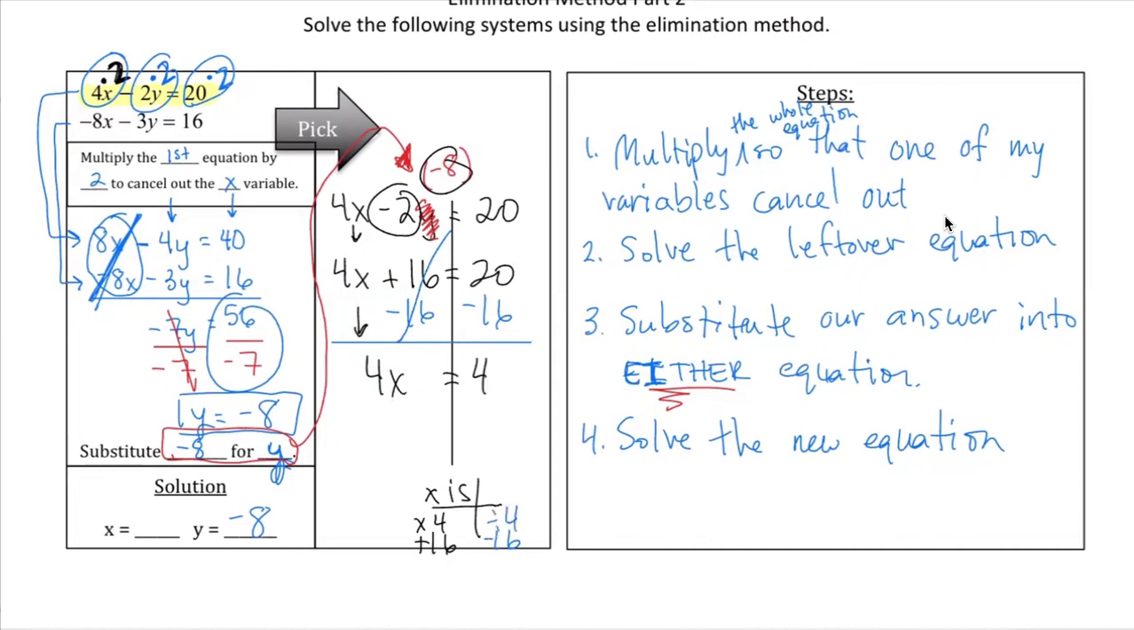Last step to get rid of times by 4, we're going to divide by 4. And 4 divided by 4 is 1. Put your answer in the solution box. So our answer is 1, -8. X equals 1, y equals -8. So same thing we were doing last time in part 1. Only thing we're adding is just this multiplying by 2. Check your work there.